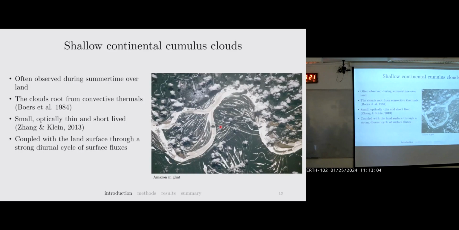We often observe them over different land areas. We know that they root from thermals, those hot air bubbles that rise as the boundary layer builds up during the day. These are small clouds, optically thin. They are short-lived, about 20, maybe 30 minutes. And they are coupled to the underlying surface with a very strong diurnal cycle that can reach 10, maybe 15 degrees during the day, which is very different than what we see over the ocean.